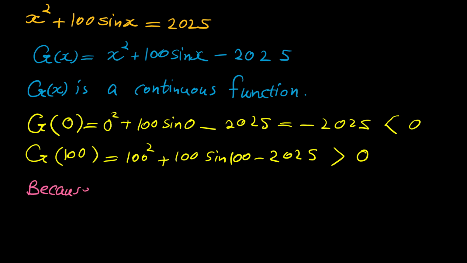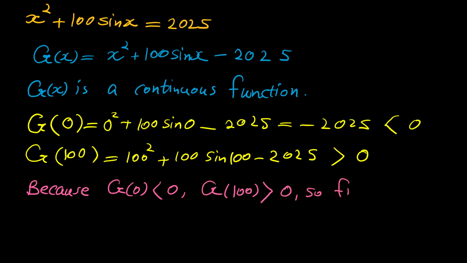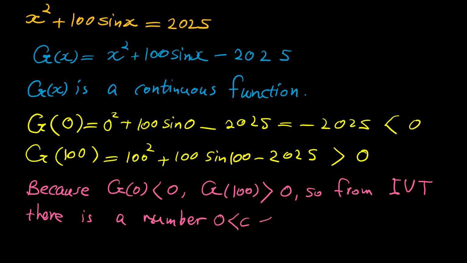Because g of 0 is negative and g at 100 is positive, so from IVT, or intermediate value theorem, there is a number, let's name it the number C. There is a number C between 0 and 100, somewhere between 0 and 100, such that g of that C equals 0. And this completes our proof.